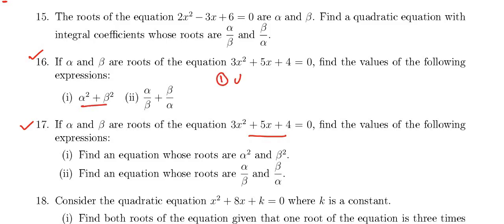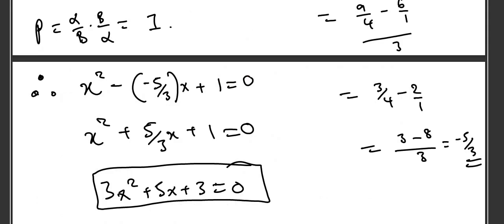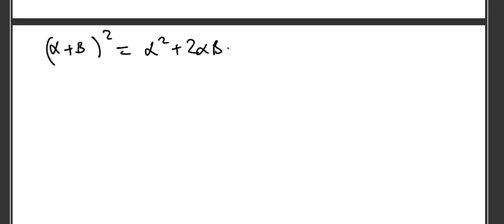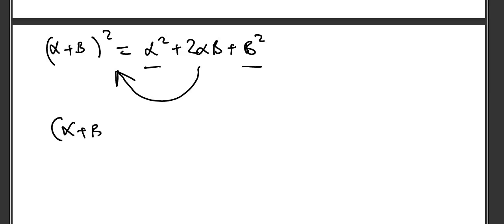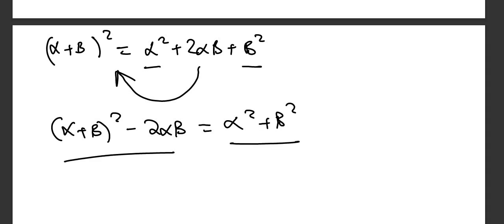So like number 1, they want alpha squared plus beta squared. We know what this is. This is the same as alpha plus beta squared minus 2 alpha beta. So you have to master this, or rather derive it. The only way you can derive it is if you just expand alpha plus beta squared. What do you get? You get alpha squared plus 2 alpha beta, then plus beta squared. You notice this and this has been formed, so we take this on the other side. So we'll have alpha plus beta squared minus 2 alpha beta, leaving us with alpha squared and beta squared. So this is equal to that. That's where this comes from.